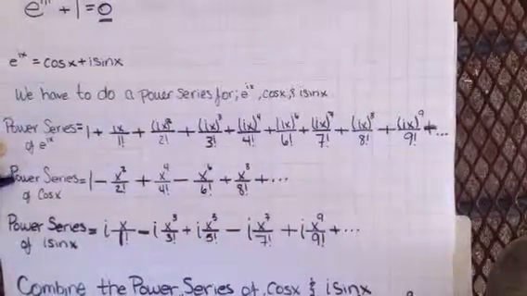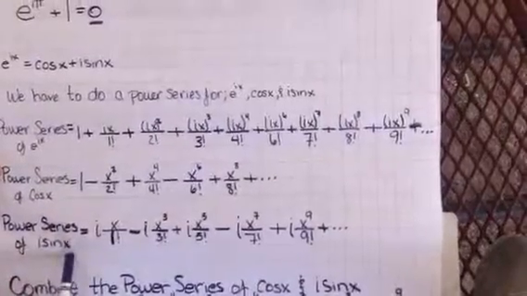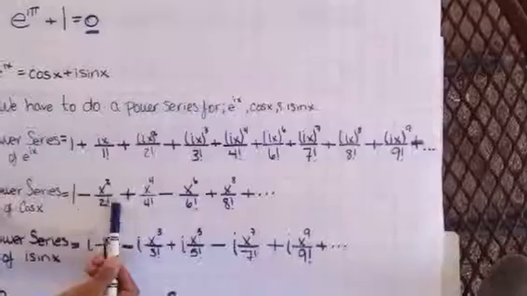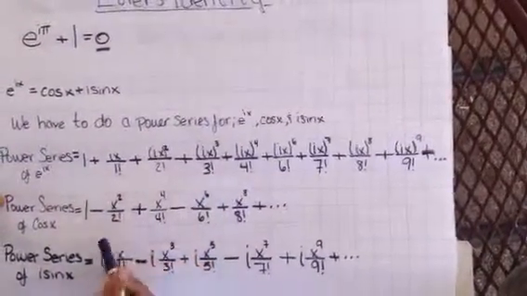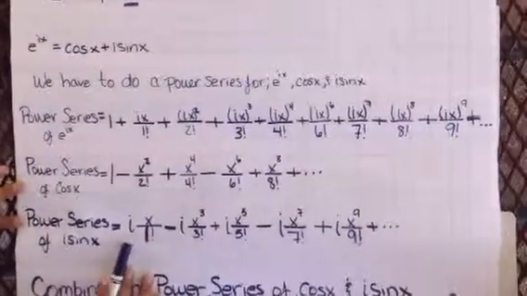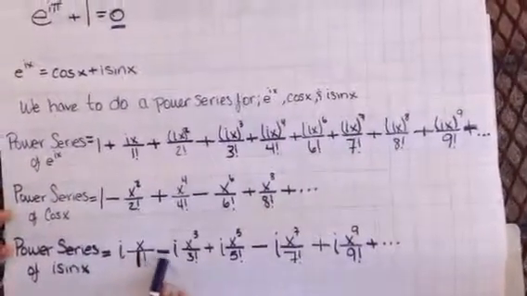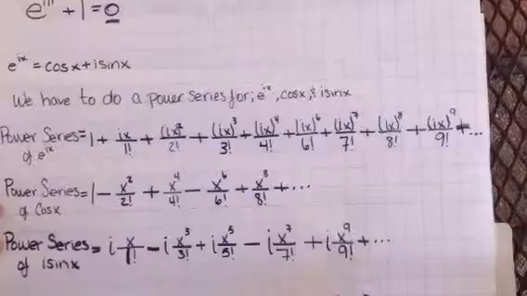The following are the power series of cosine x and i sine x. Cosine x is 1 minus x squared over 2 factorial plus x to the 4th over 4 factorial, and so on. And the same thing for i sine x, which is just i times x over 1 factorial minus i times x cubed over 3 factorial, and so on as well.